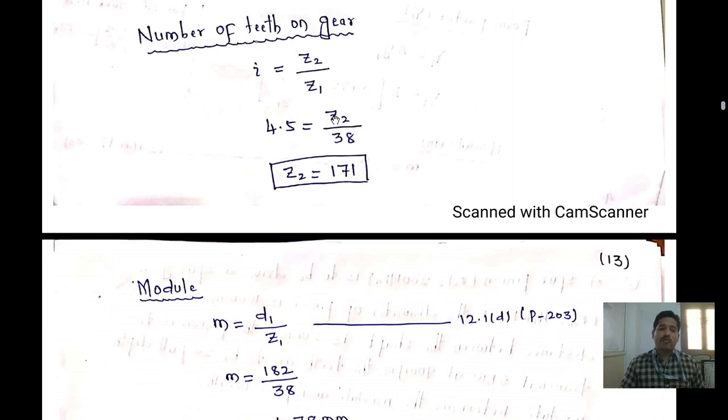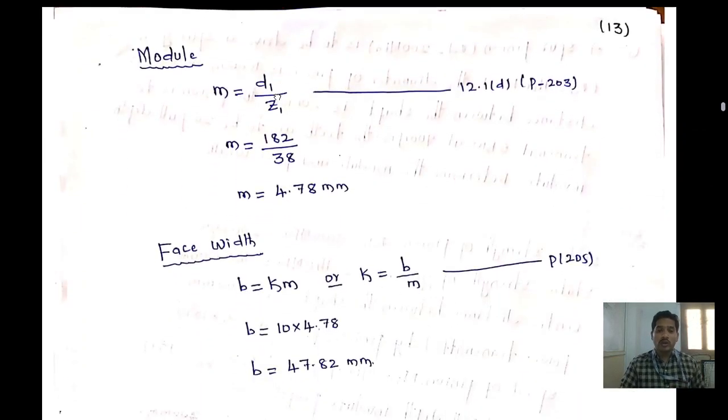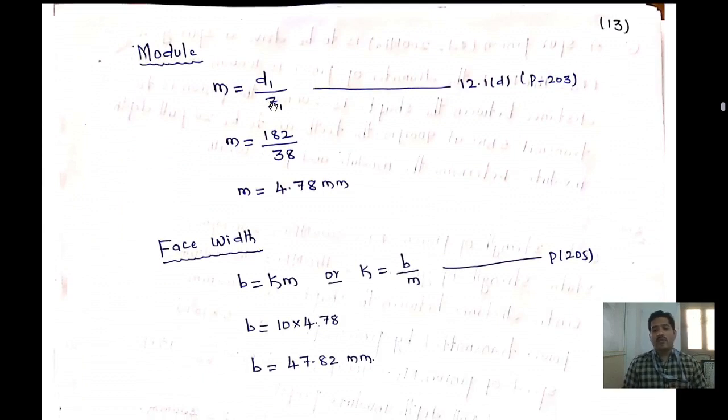After getting the number of teeth on the gear and the number of teeth on the pinion, we need to find out the value of module. So we have the formula of module, m is equal to d1 by z1. You have to refer from page number 203, and the equation number is 12.1d. Module m as it is, d1 value is 182, by z1 value 38. If you divide 182 by 38, then you will get the module as 4.78 mm.